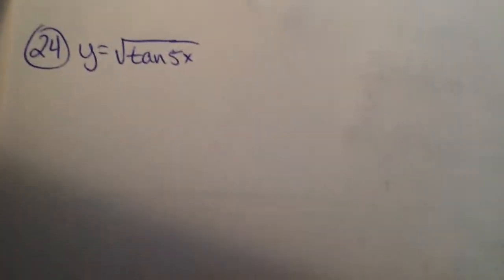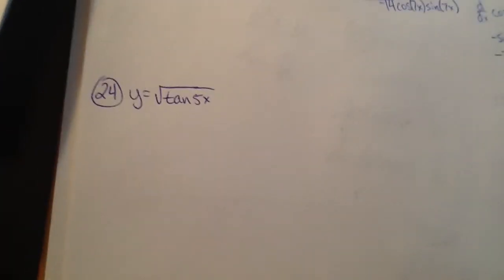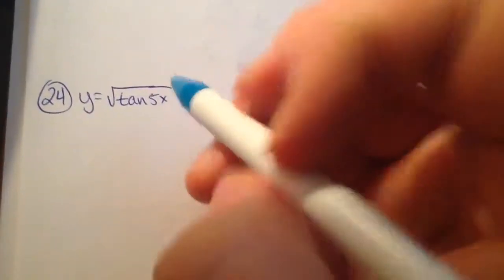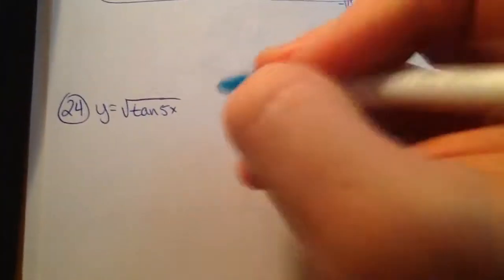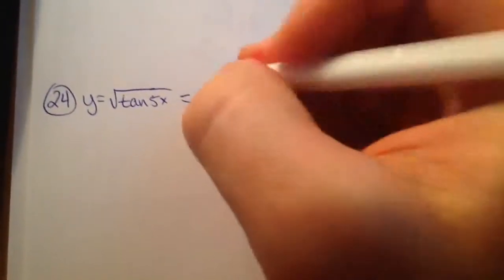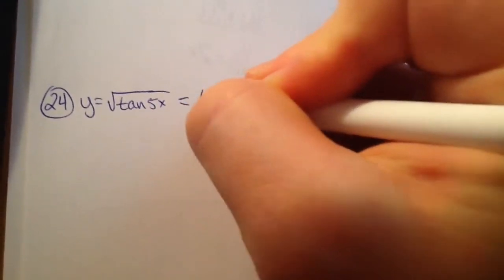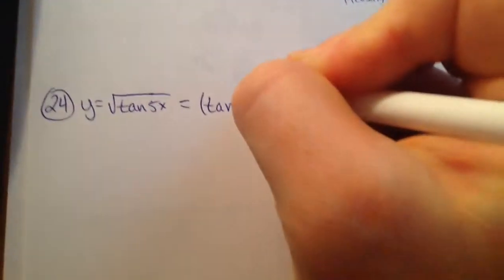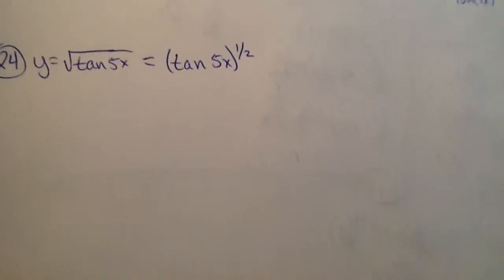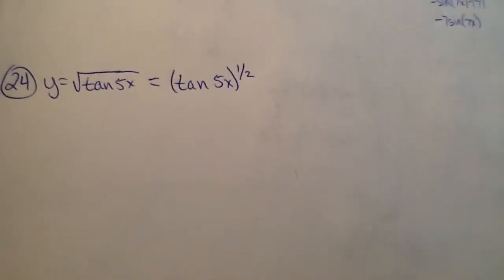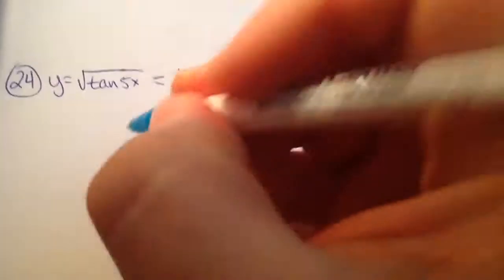Last one. This one's not nearly as bad as that one. It's just doing chain rule twice. It's not bad. Like I said earlier, you see a square root, you should know, change it to the tangent of 5x to the 1/2 power. Now, do the derivative of that.